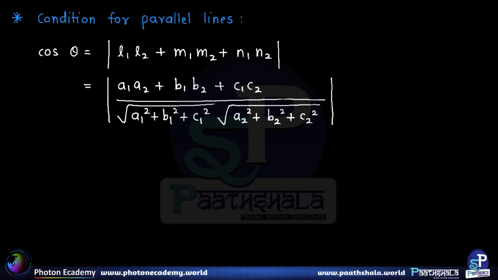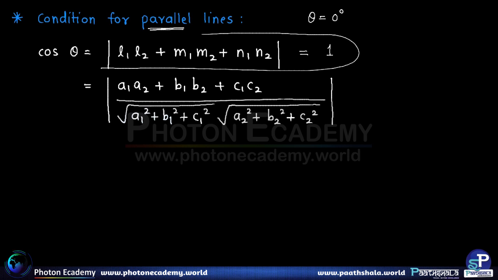Now you see that if the two lines are parallel, then clearly the angle between them, we have to take it as 0 degrees. So by that, cos of 0 turns out to be 1. So that means we want this particular expression to be equal to 1.